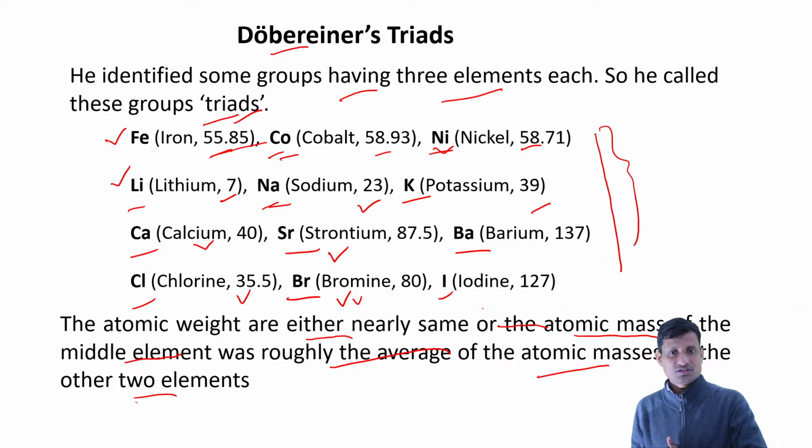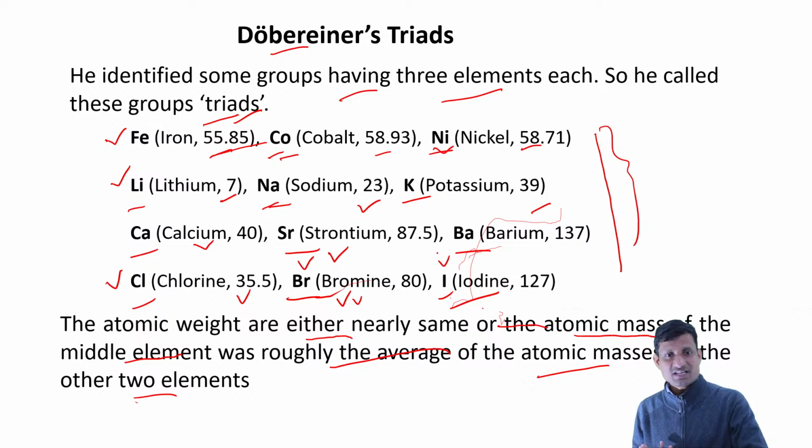This is a very simple question, but the most important one. We know that chlorine, bromine, and iodine belong to the halogen group. We learn about this at a later stage, but in the beginning we are familiar with it. But Dobereiner identified in the halogen group only three elements: chlorine, bromine, and iodine.